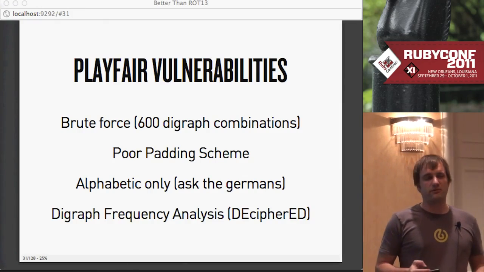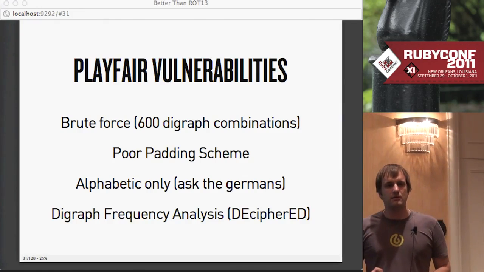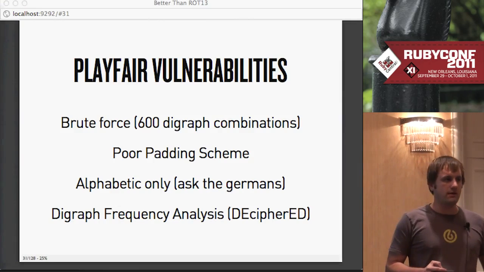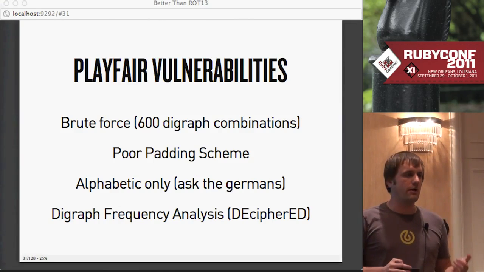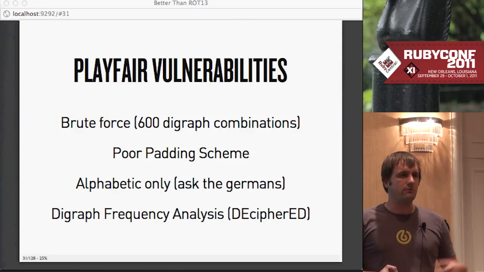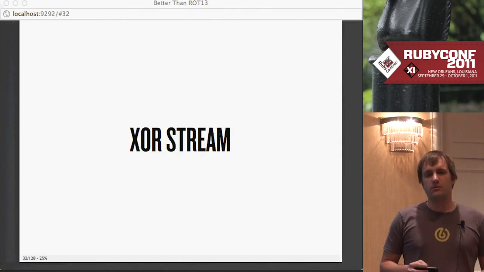Also, it suffers from digraph frequency analysis. So the letters DE and ED appear frequently. RE, ER also appear frequently. And so you can do the same thing with that that you do with substitution ciphering with the letter E and T and so on. You can also use an XOR stream, go a little further.